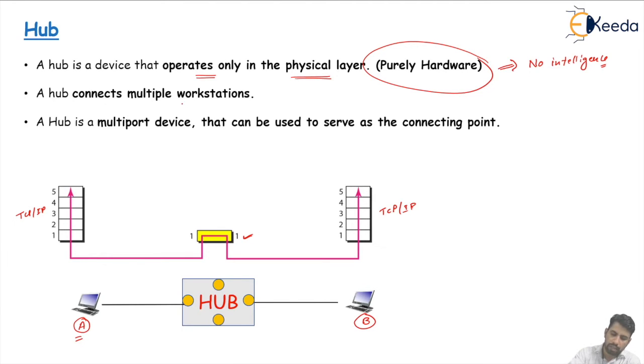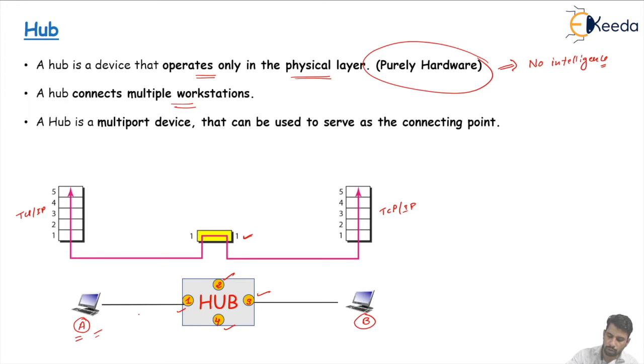A hub connects multiple workstations. You can call these workstations or machines. It connects multiple workstations or devices to one another. Mainly a hub has different ports. This is port number 1, port number 2, port number 3, port number 4. We have multiple ports in the hub, and they can be used as connecting points.